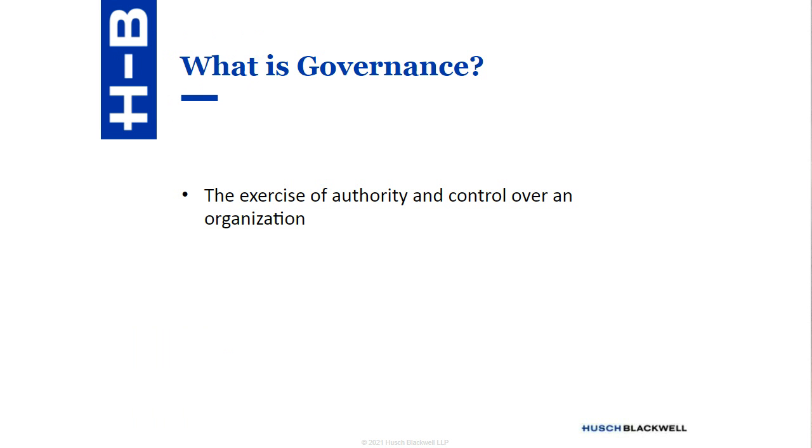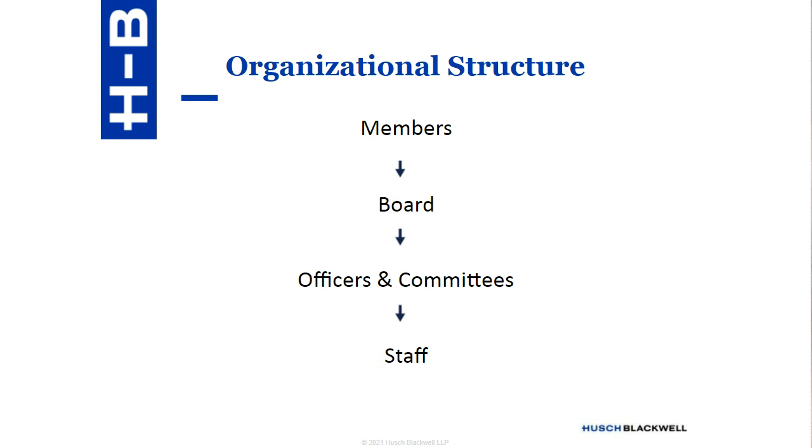So what is governance? Kind of a simple answer is that it's the exercise of authority and control over an organization. A classic organizational structure is kind of the following hierarchy. We start with members, and then below members, the board, and then officers and committees, and then staff. And of course, not every organization is set up quite this way, but it's a good place to start.